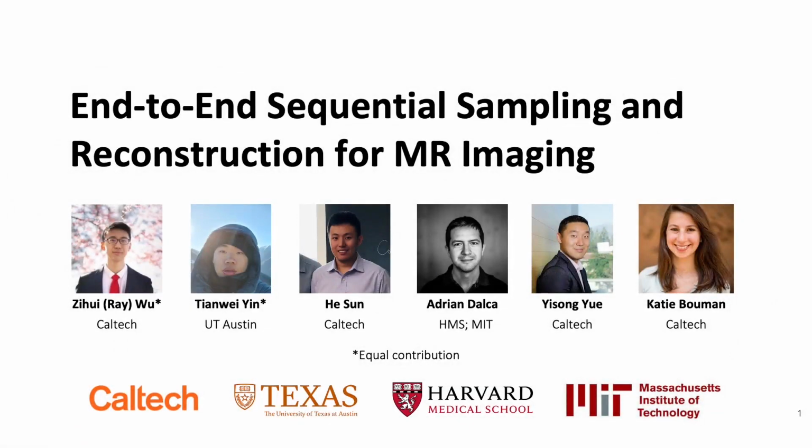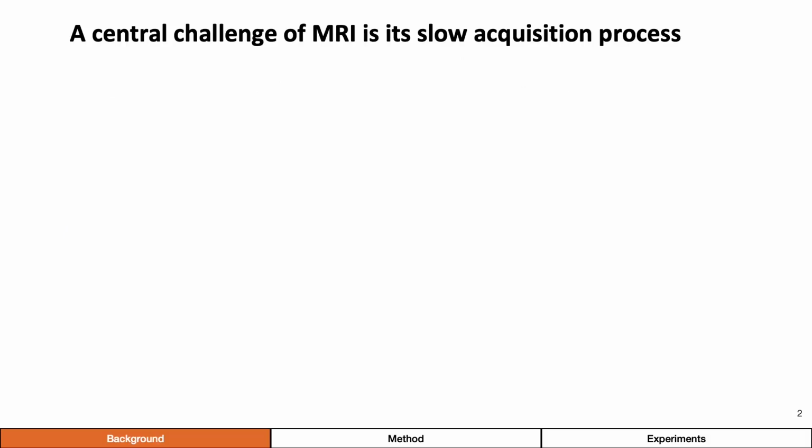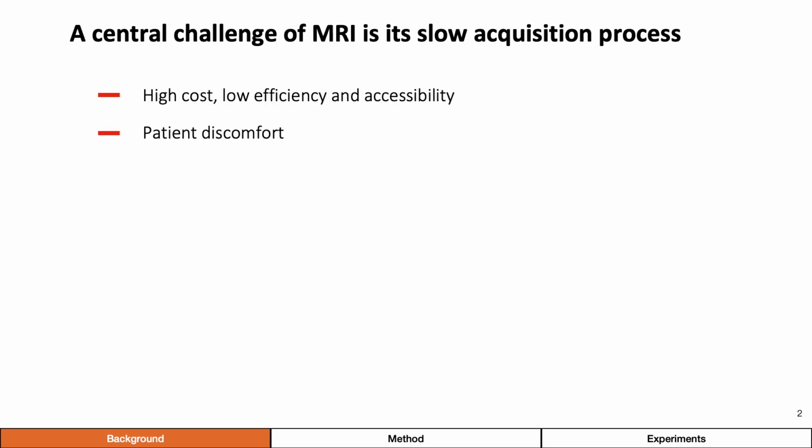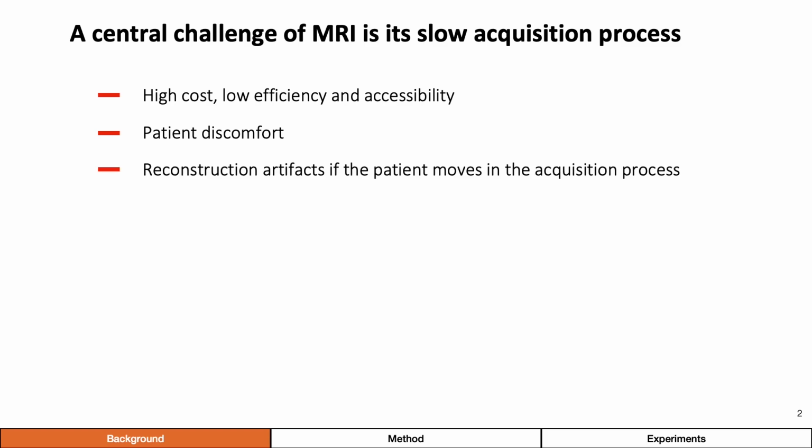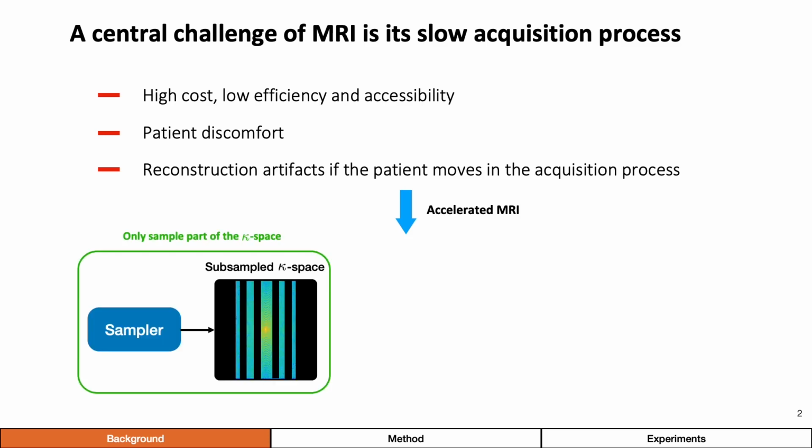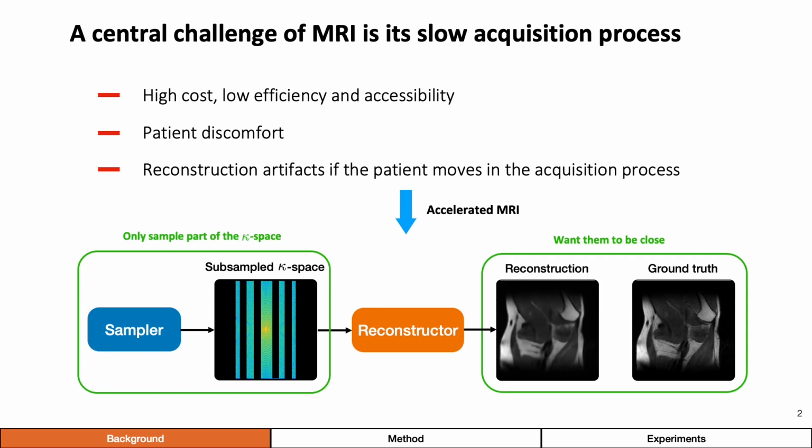Hi, this is Zihui. I'm presenting our recent work, End-to-End Sequential Sampling and Reconstruction for MR Imaging. A central challenge in MRI is a slow acquisition process, which leads to high cost, patient discomfort, and significant reconstruction artifacts. Accelerated MRI mitigates this challenge by only measuring part of the k-space to reduce acquisition time and recovering high-quality images with a reconstructor.